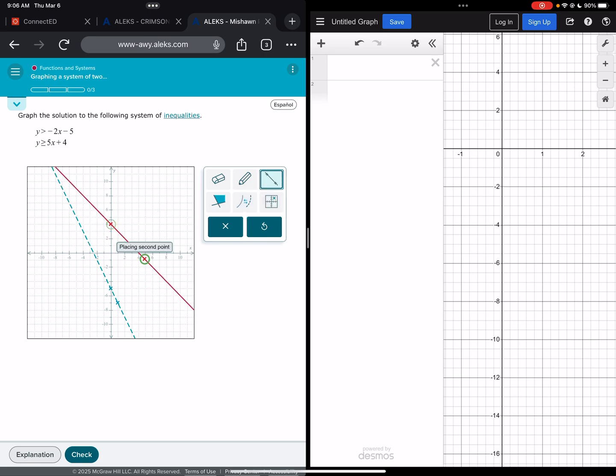Next one, I'm going to start at 4, slope's 5, so I go up 5 over 1, and I can leave it alone like that. Okay, now when it comes to which side to shade, there's a lot of mistakes that can happen. So you can do one of two things.